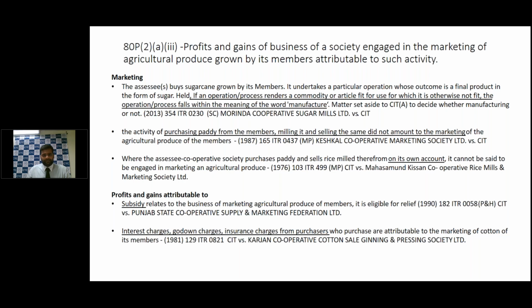Profits and gains. Now the next issue is, what do you mean by the profits and gains of business attributable to marketing? There are some judgments to the effect that subsidy relates to business of marketing agricultural products and therefore subsidy could be claimed as deduction under section 80P(2)(a)(iii). To similar effect, there was a Supreme Court judgment in case of Meghalaya Steel. The Supreme Court allowed deduction of subsidy while computing deduction under section 80IB. Similarly, the High Court in case of Kurzon Cooperative Cotton Sale has held that interest charges, godown charges, insurance charges from purchasers amount to profits and gains attributable to the activity of marketing of agricultural produce by its members.